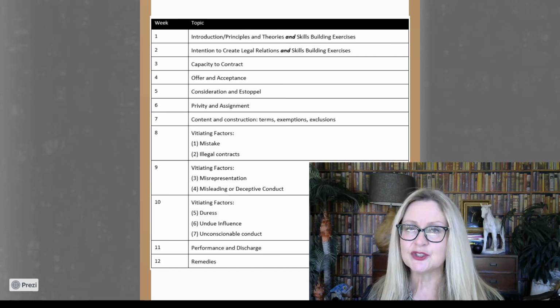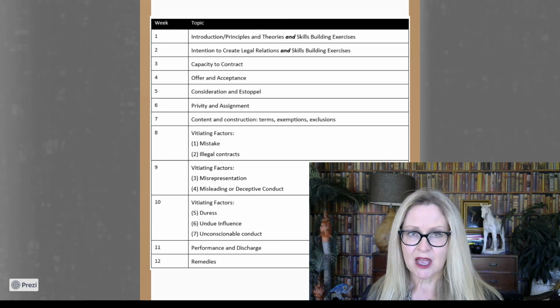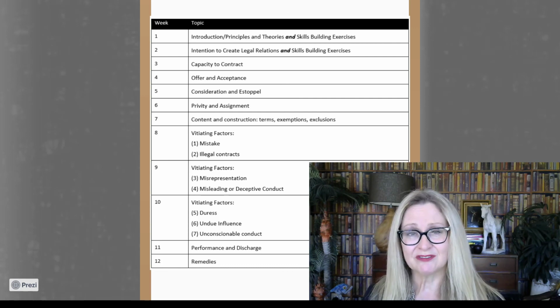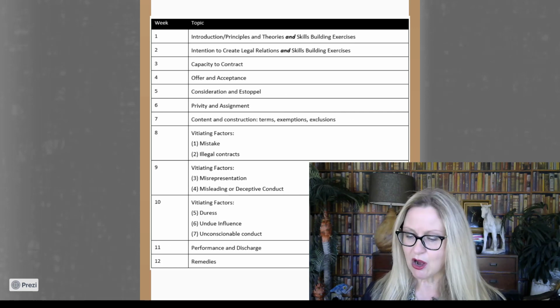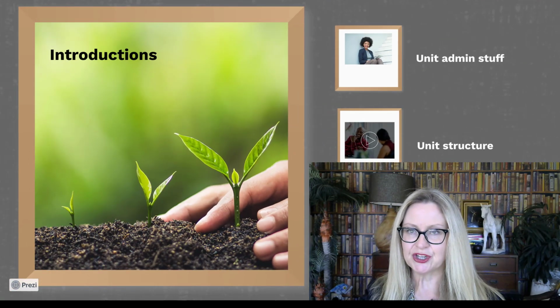And the last 2 weeks round out the unit with a discussion of how contracts are discharged. So when things have really gone wrong, how they can be terminated. And in the final week, we look at remedies, all of the loot that your client can claim when things have gone wrong. So that is contract law in a nutshell.